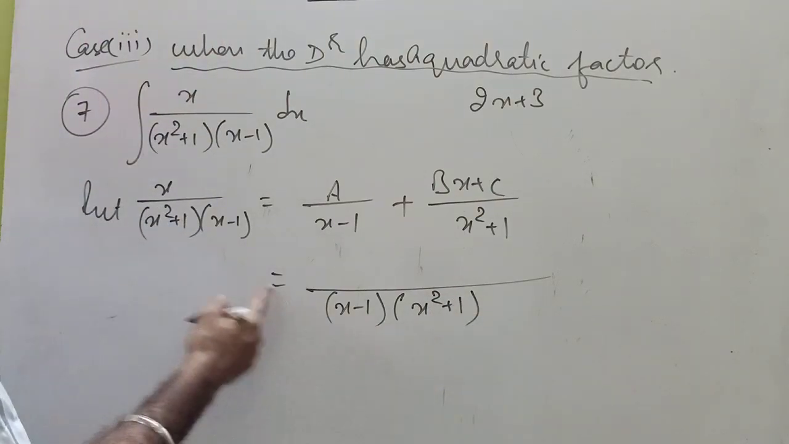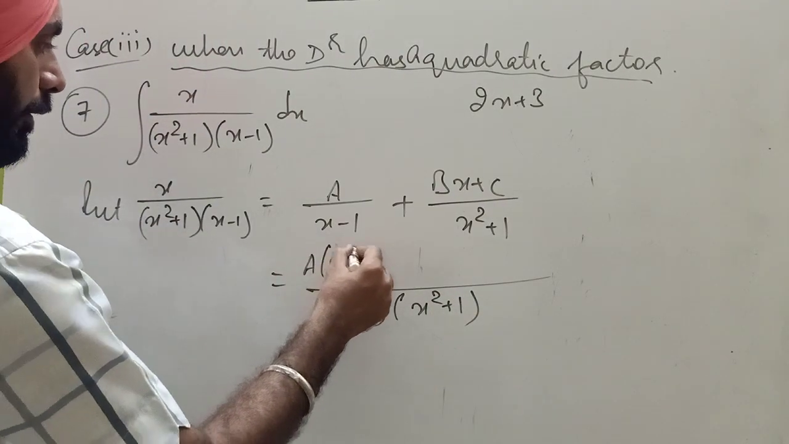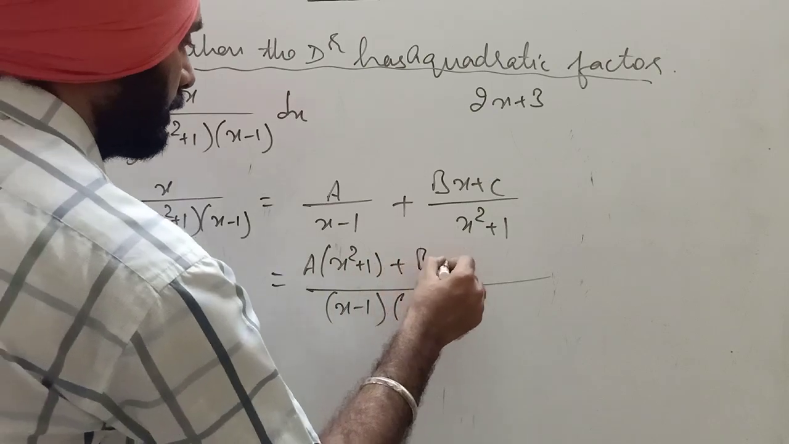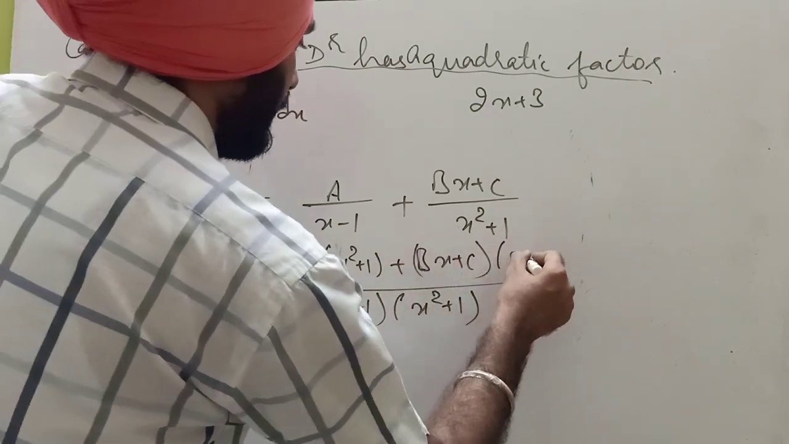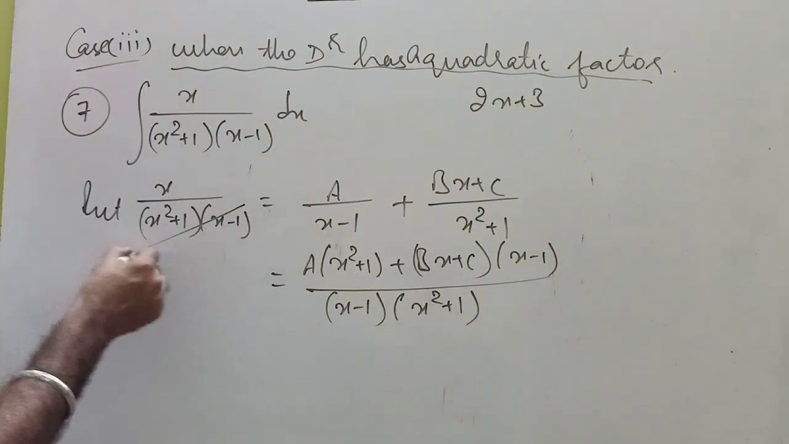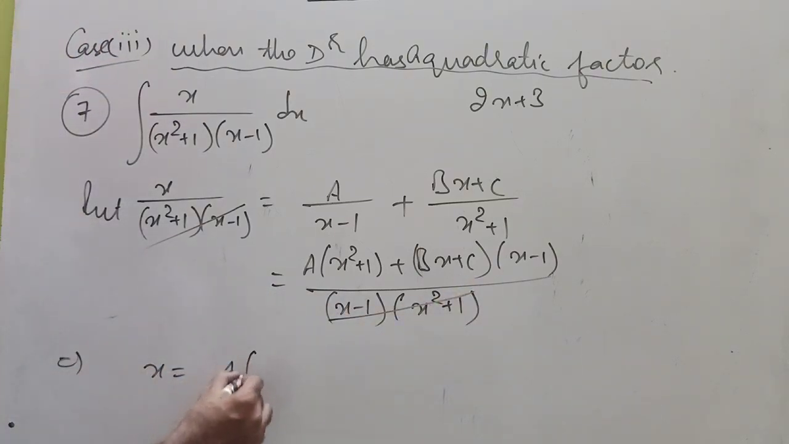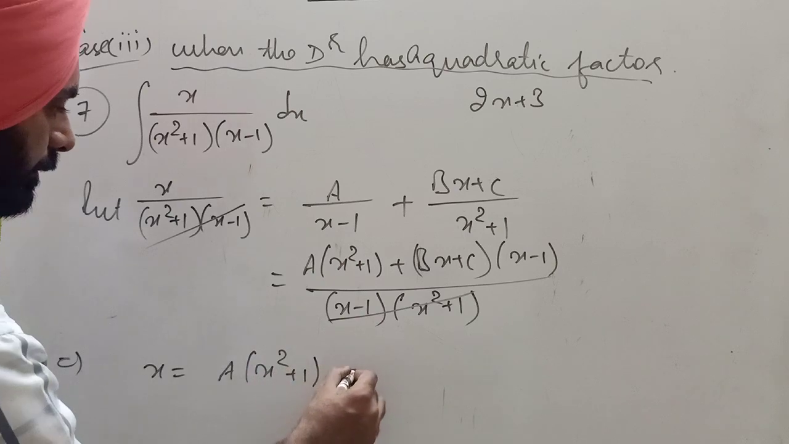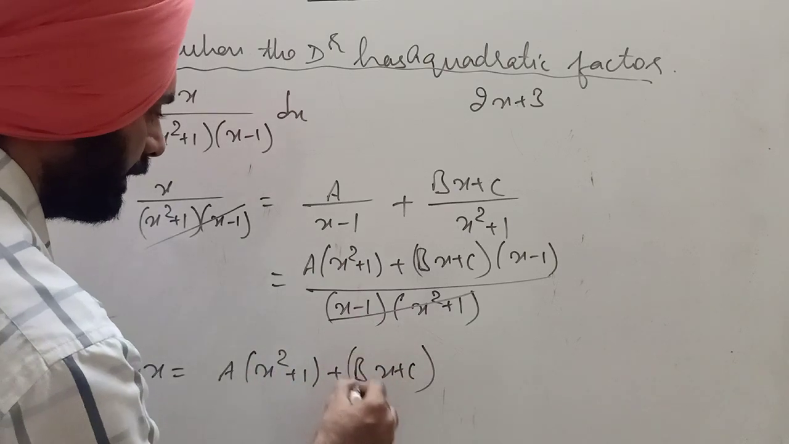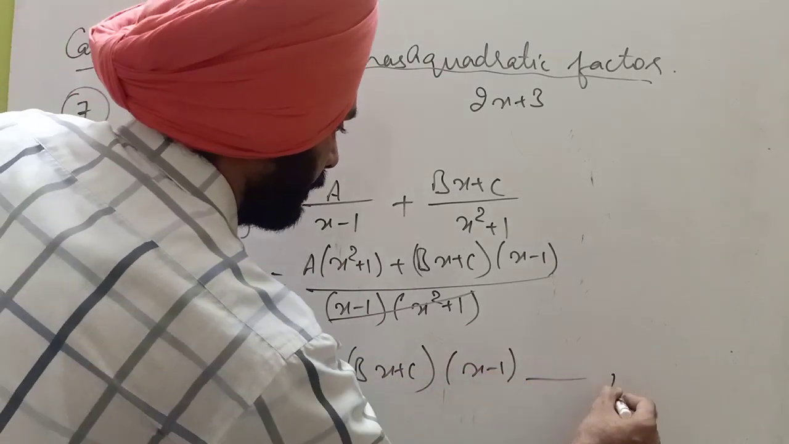LCM will be the same as the left hand side: A into (x square plus 1) plus (bx plus c) into (x minus 1). LCM cancels out. x is equal to a into (x square plus 1) plus (bx plus c) into (x minus 1). This is the first equation.